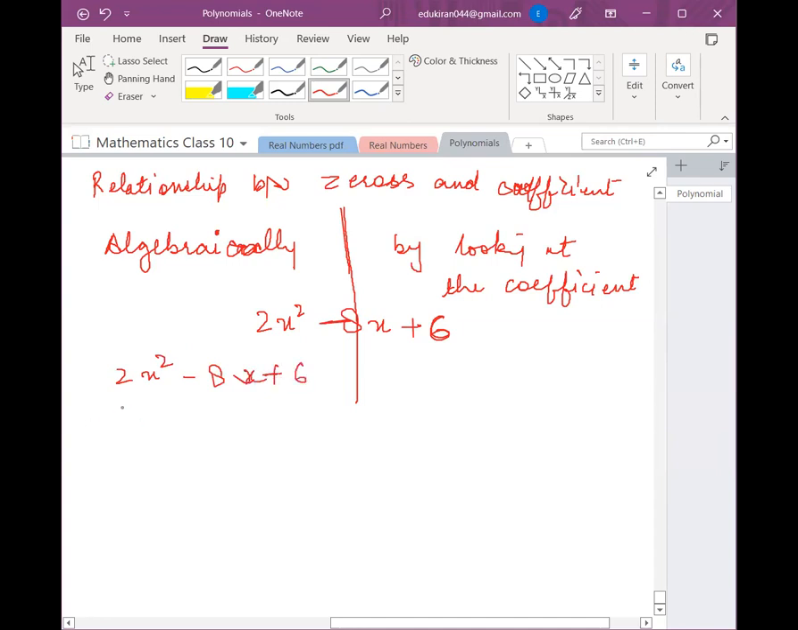You can do one thing, first take 2 common. So you will be left with x square minus 4x plus 3. Now you have to split this 4x. So what you can do is x square minus 3x. Where did we get the 4 from? Yeah, because I have taken 2 common outside from the whole equation.